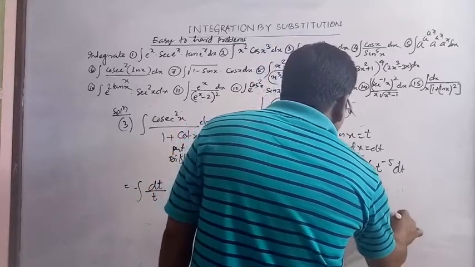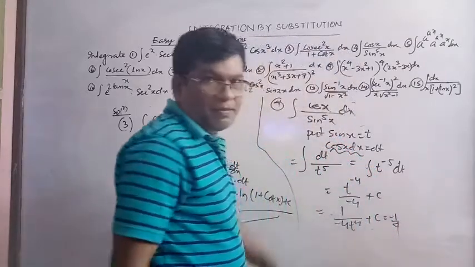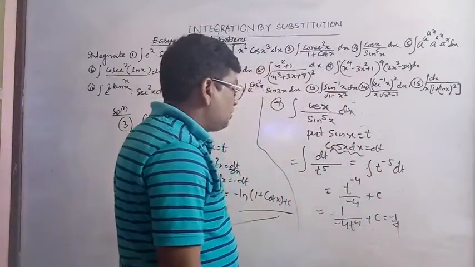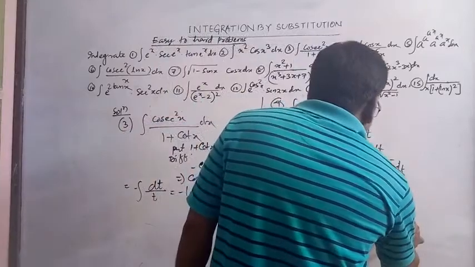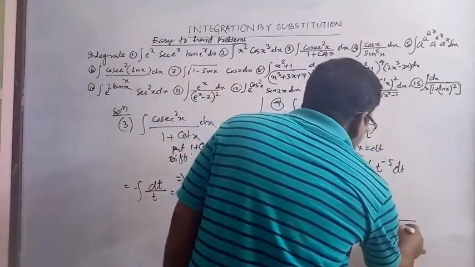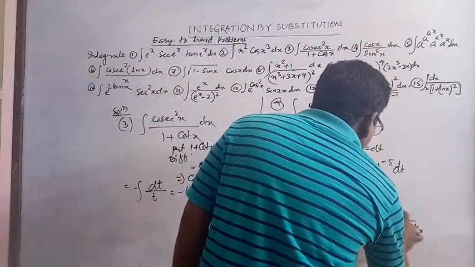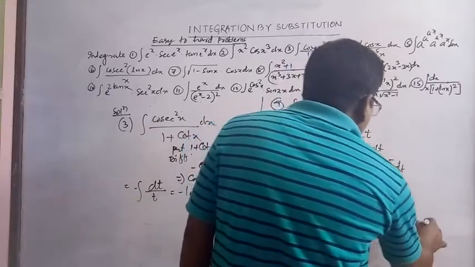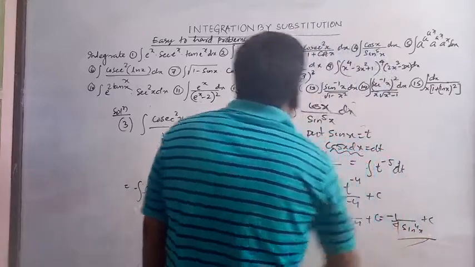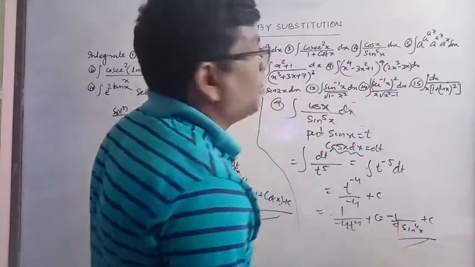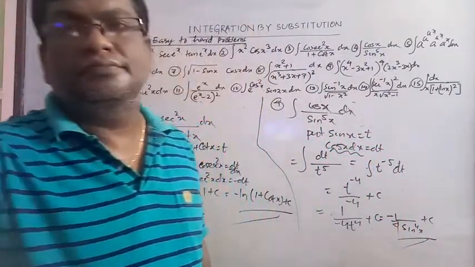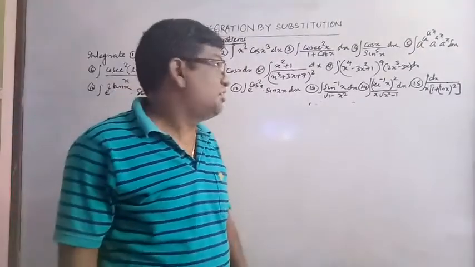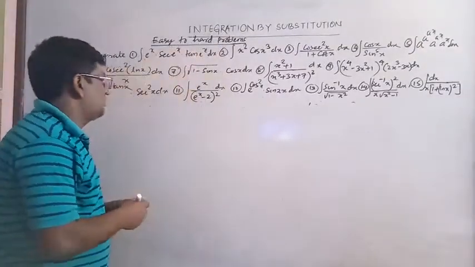This is equal to minus 1 by 4. t means what? t means sin x. So sin 4th x. The minus symbol is present. Minus 1 by 4 sin 4th x plus c. This is the answer of question number 4. Now question number 5. Its solution is what?